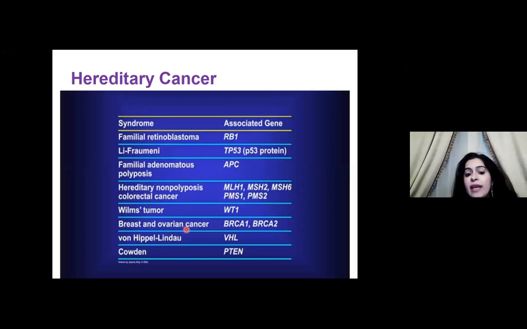Breast and ovarian cancers are very well-known examples of genetic or hereditary cancers, like defects or mutations of the BRCA1 and BRCA2 genes. These are tumor suppressor genes as well, and they are expressed in the breast. When there is mutation of these genes, they can lead to hereditary cancers, like breast cancer and ovarian cancer.